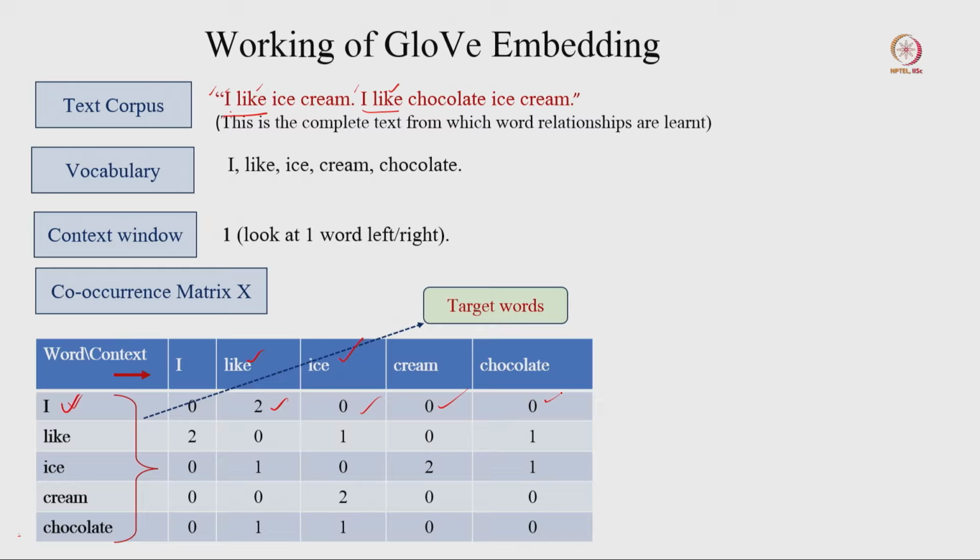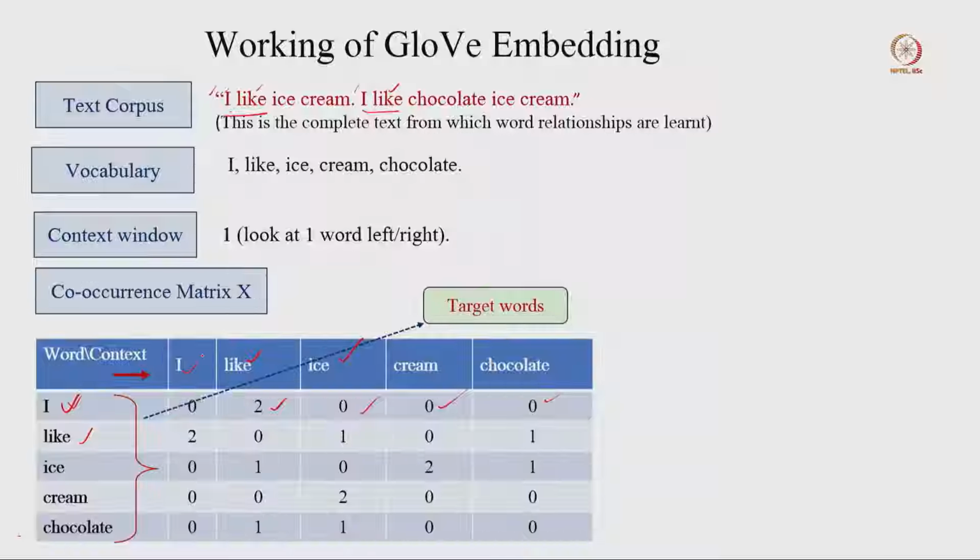Then we will take like and I. That means right now I will take like as the target word, and I will see on both sides of like how many times I get I as the word.